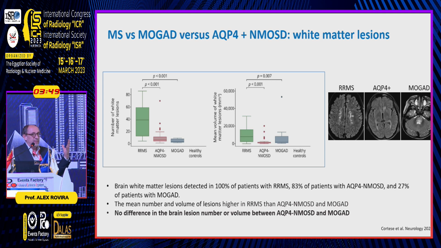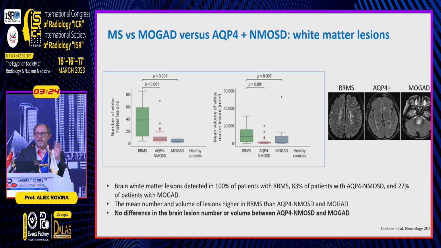And as expected, the number of lesions is much higher in MS compared to the other conditions. If you assess the volume, it is still significantly higher in MS compared to the other two, but the difference is smaller. The explanation for that is that in MOG and in aquaporin 4 we have fewer lesions, but they are bigger compared to the lesions that we see in MS.